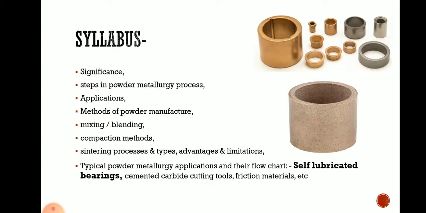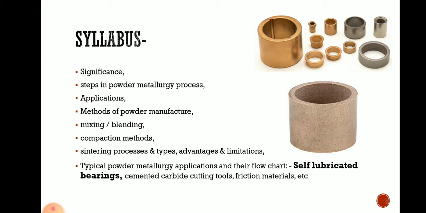Up till now we have seen what is the significance of powder metallurgy, what are the steps in the powder metallurgy process, what are the applications of that, what are the methods of powder manufacturing, then what is mixing and blending, how we can do it, compaction methods, what are the sintering processes and their types, then what are the advantages and limitations of the powder metallurgy process.